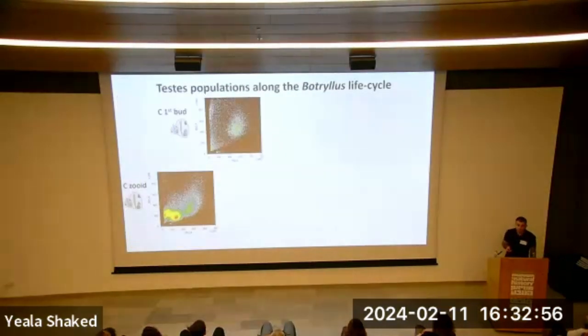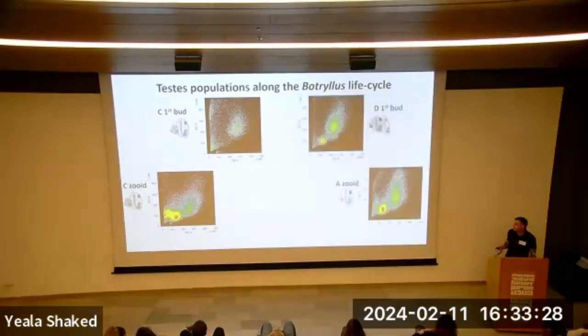Then I was very interested to see how the different populations of cells in the testes develop along the life cycle. So what we did was take the stage of Botrytis that we could dissect. It's a very tiny animal, but we could dissect the testes separately from the bud and from the zooid. And this is the plot that you already know from the zooid. We can see the three populations: the sperm, spermatid, and what we call candidate germline stem cells. But if we take the testes from the bud at the same stage of the colony, we see only this population, the one corresponding to here.